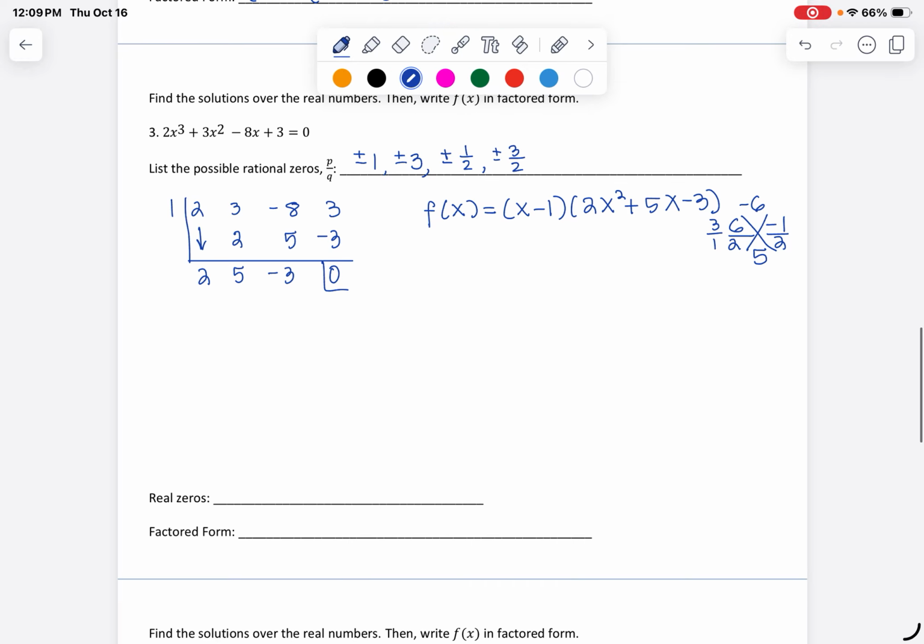And now I can write my factors. So I'll write it on the factored form line. F of x equals x minus 1. Don't forget that x minus 1. And then we have x plus 3 and 2x minus 1. And now I can get my zeros also. X equals 1, the one that I already had, but also by setting x minus 1 equal to 0, x equals -3, and x equals a half.